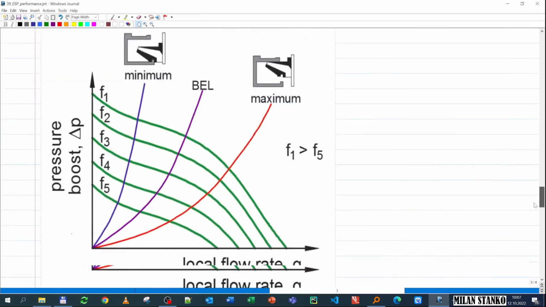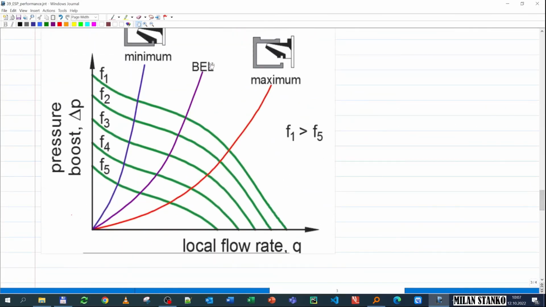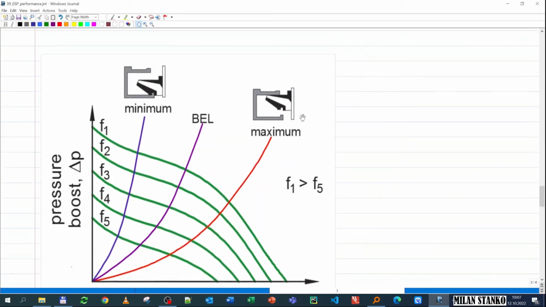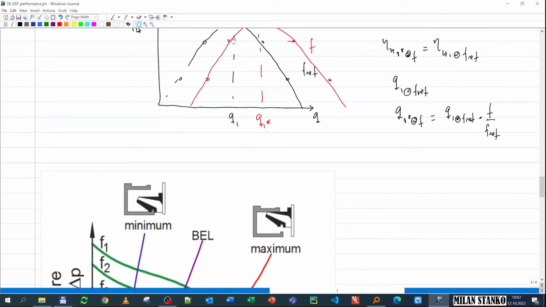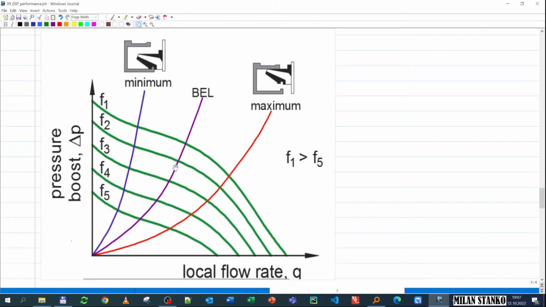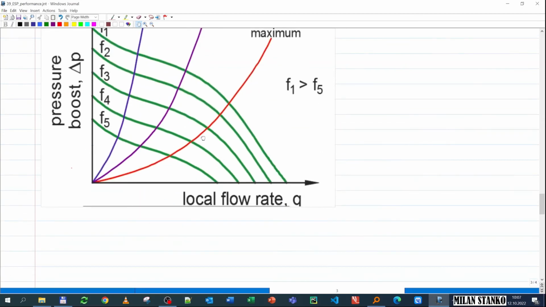And here you see the best efficiency line, which is joining all the best efficiency points for each frequency. If you remember, we have some reference frequency. In this case, the maximum point is located here with this rate. But if I increase the frequency, then that point, as we mentioned before, shifts to the right. Let's say we increase the frequency to that value, then the Q increases from here to here. Okay, the best efficiency point. So this is the line joining all best efficiency points for all frequencies.